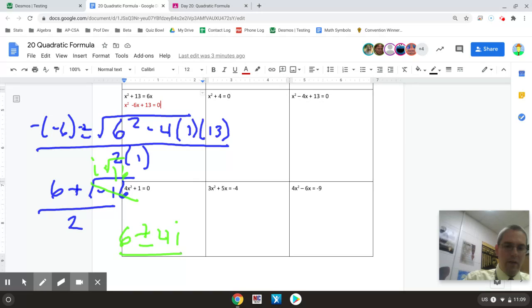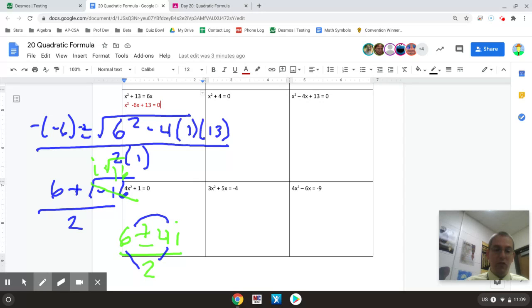Now I need to go ahead and reduce. So I need to say what divides into all of these? Well, what divides into 6, 4, and 2. The i being there doesn't change the need to reduce those numbers if I can. And that's going to give me a final answer of 3 plus or minus 2i all over 1. And if you don't want to put over 1, that's fine. 3 plus or minus 2i would be the correct solution.